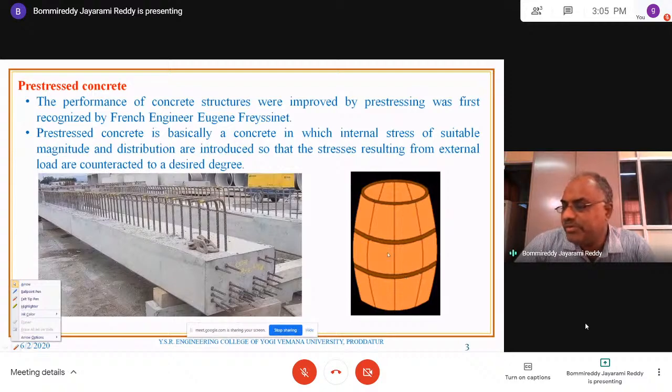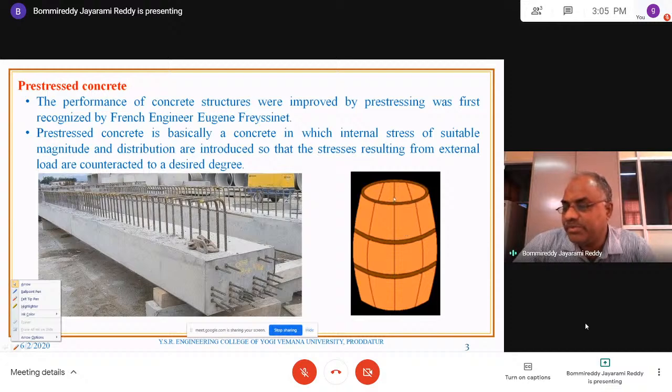The main purpose of this will be to store something, and because of storing some material, that material induces hoop tension in the structure, and it is going to fail because there is no hoop resistance. So to improve the load carrying capacity of it, we apply bands. We put bands by applying tensile force in the band so that compressive stress is induced in the cylinder.